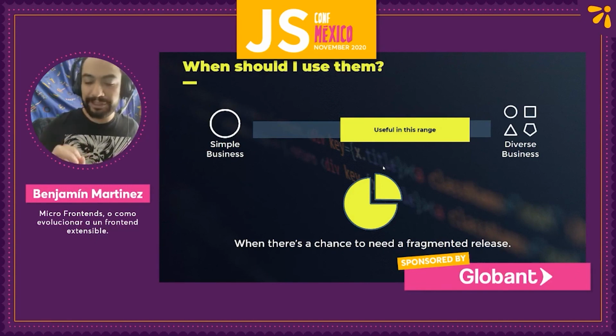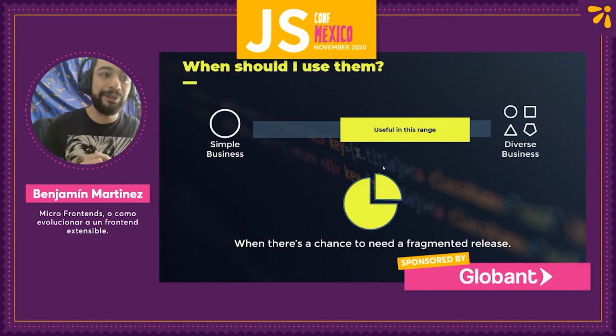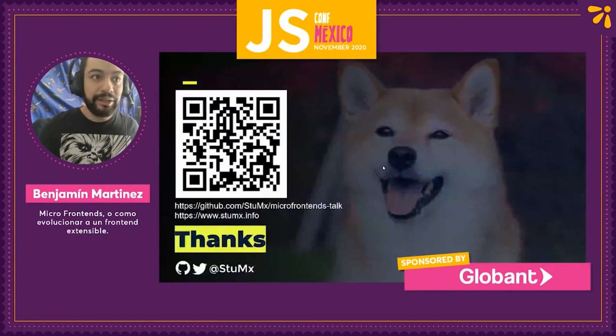And the other aspect that I take into account is when there's a chance we need a fragmented release. What I mean is what I just mentioned. If there is a possibility that, for example, we need to deploy this tiny part, or we want to add this new functionality, but just in this area, not affecting the rest of it. So if there is a chance of this, micro front end will be a very good solution.